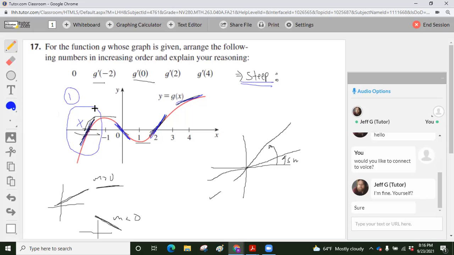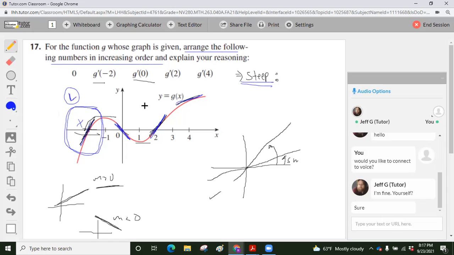I think this is definitely the steepest. Yeah, I think so too. I agree with you. So that would be the biggest one of all these, the last one on our list. So G prime of -2 is the biggest one. Well, it would really be the last. I think it's saying arrange the following in increasing order, right? Oh, okay, increasing order. So yeah, this is the last.